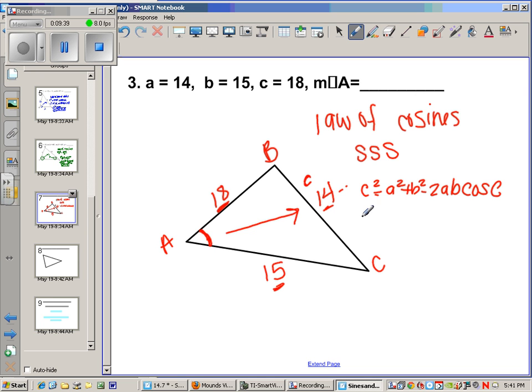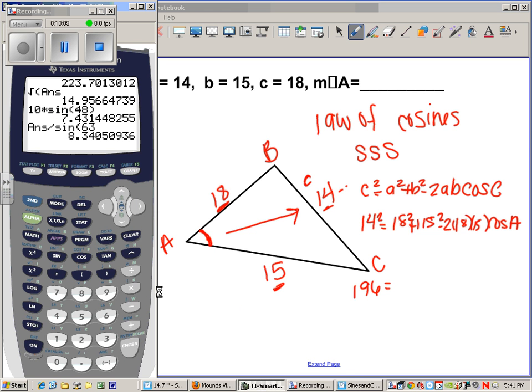So if I'm going to fill this out, I got 14 squared equals 18 squared plus 15 squared minus 2 times 18, whoopsie, 2 times 18 times 15 times the cosine of my unknown angle A. Now I know that this is 196, 14 squared. I go to my calculator and calculate 15 squared plus 18 squared.